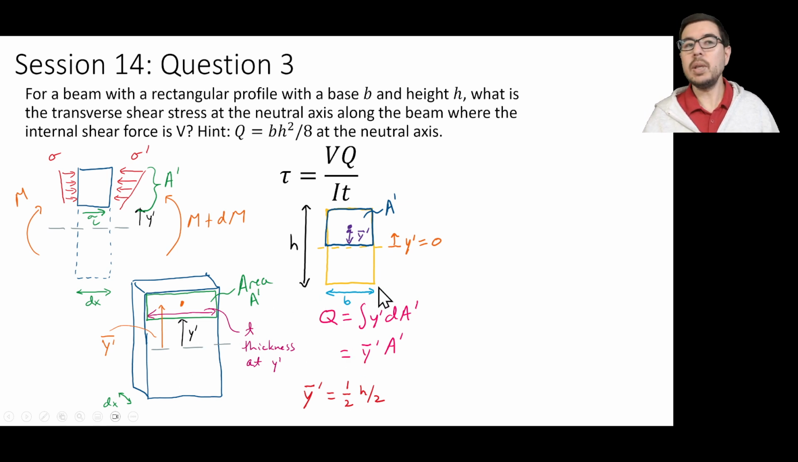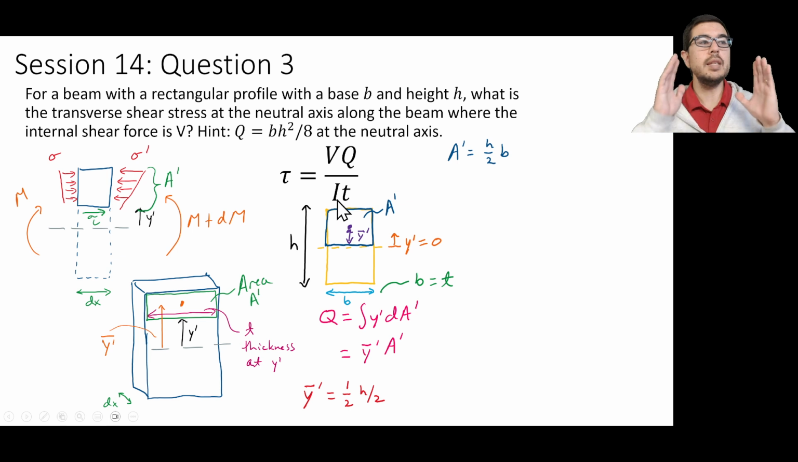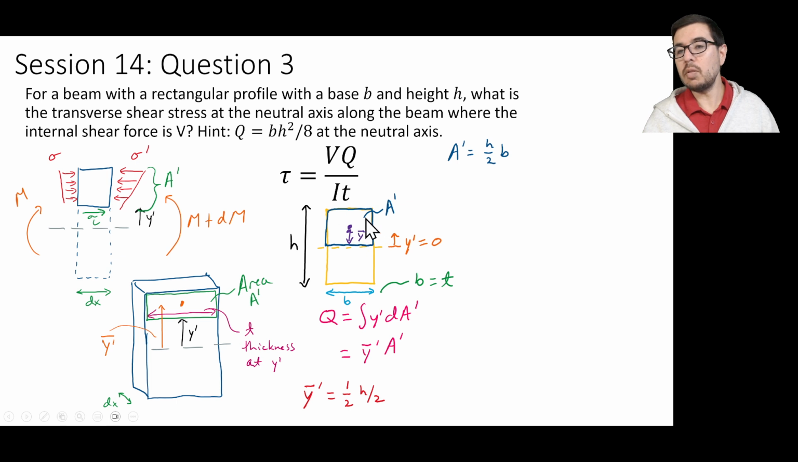All right, but b is equal to t, and A prime is equal to this h over 2 height times b. And as I just said, b is equal to t. So when it comes to this portion of the equation, the t, we have a substitution of b. The second moment of area is taken over the entire cross section, regardless of where we might be asked to calculate the transverse shear stress.